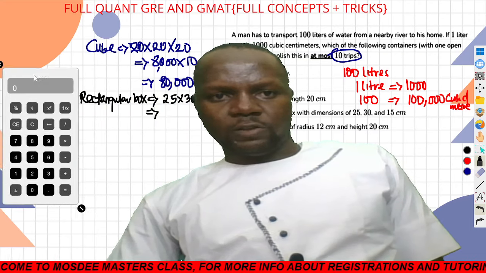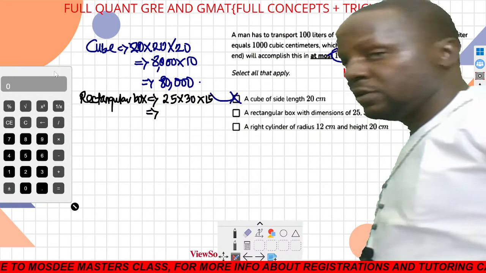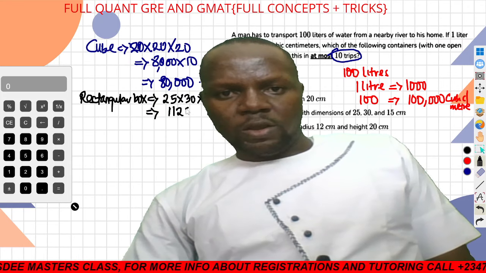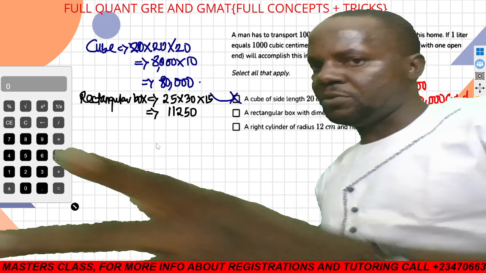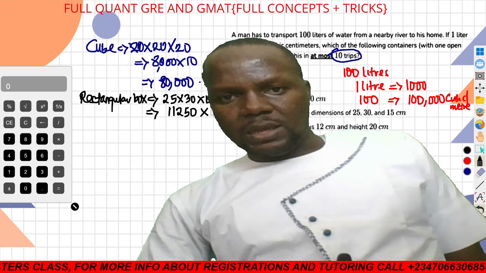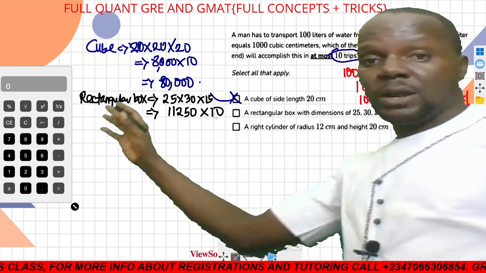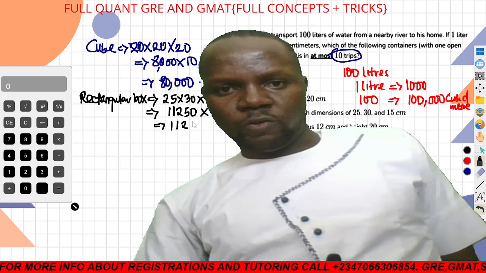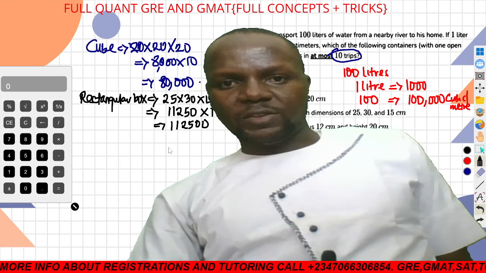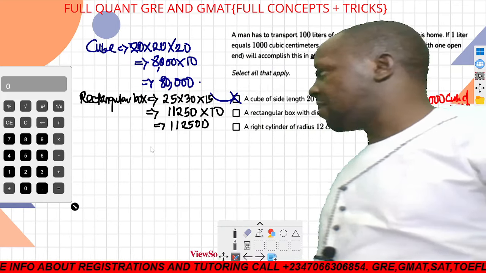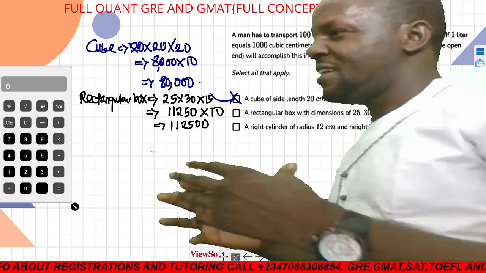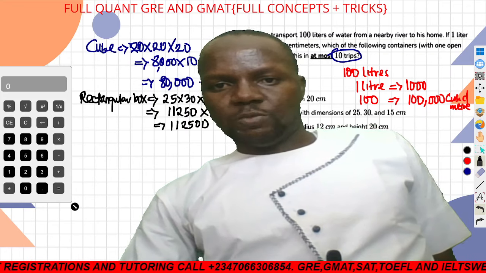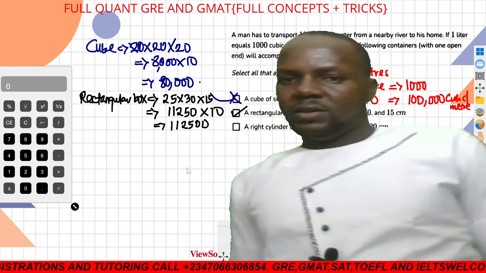This is my calculator in case you are still working with a calculator. So 11250. If this is going 10 trips, you also multiply by 10. I hope you guys are seeing this clearly. So when you do that, it will be 112,500. So you can see 112,500 is more than sufficient. So this is more than 100,000. We mark this. That is the correct answer.